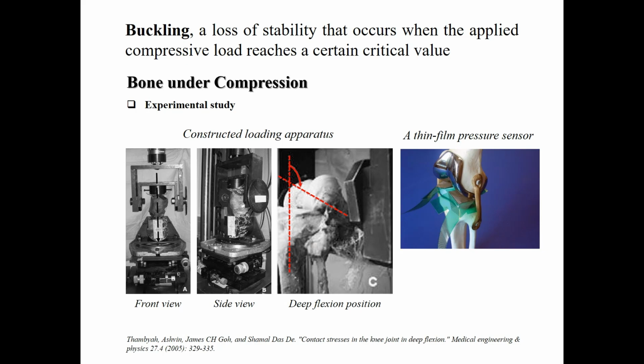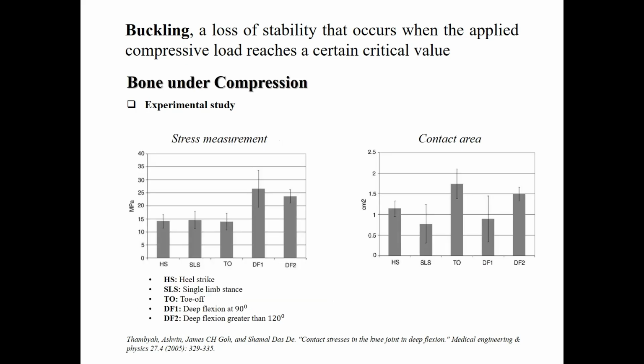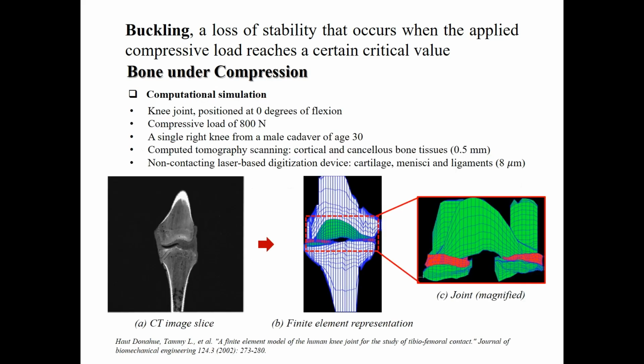The peak of the contact stresses was recorded for the conditions which simulate the heel strike, the single limb stance, the toe-off position, the deep flexion at 90 degrees position, and the flexion greater than 120 degrees. The study found that the contact stresses were significantly larger in deep flexion at 90 degrees, reaching the damage limits of cartilage. Computational simulation is another popular way to analyze the bone response to any kind of load, including compression.